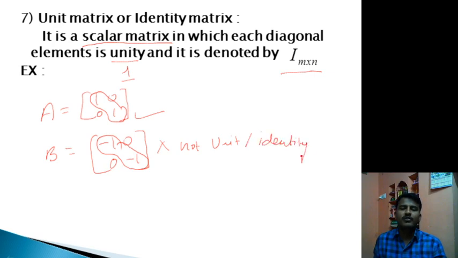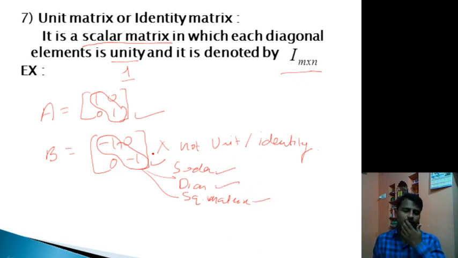So be careful. Is it clear? If it is identity, diagonal entries are always 1. But here it is minus 1, so it is not a unit matrix, but it is a scalar matrix, and it is a diagonal matrix, and it is a square matrix. You can see we have seen many of these kinds of matrices.